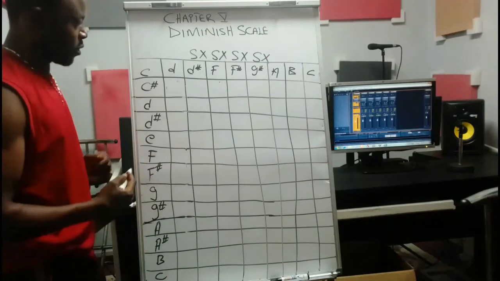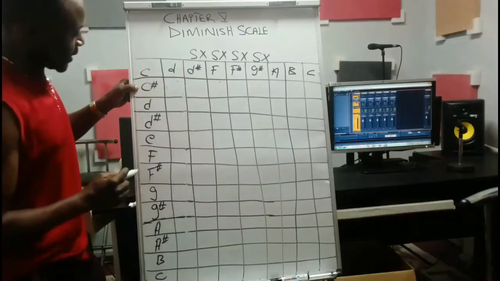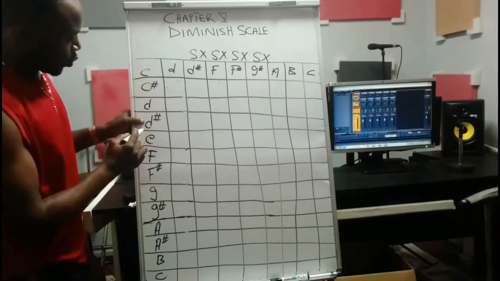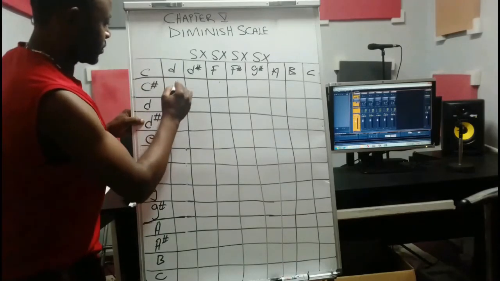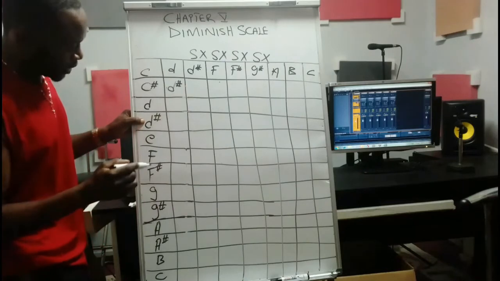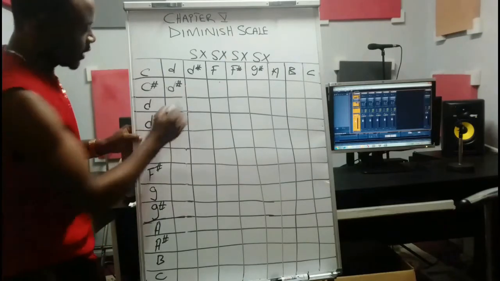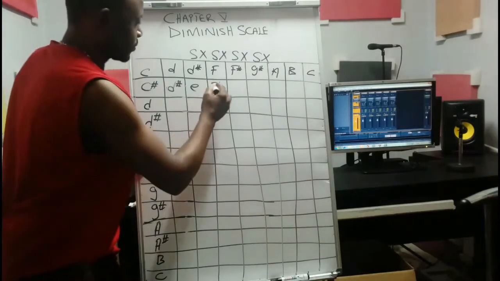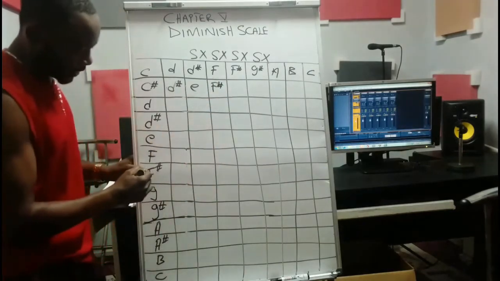So let's take it once more. As the formula says, what do we do? The first thing is we skip. So we go to D sharp. D sharp. What next? We don't skip. So we go to E. One next we skip. We go to F sharp. One next we don't skip.